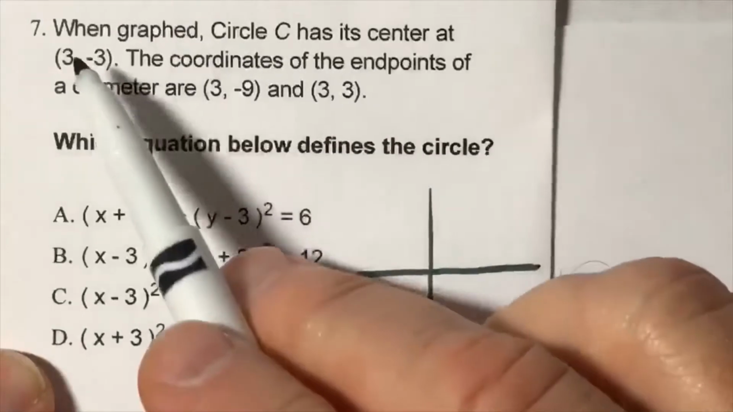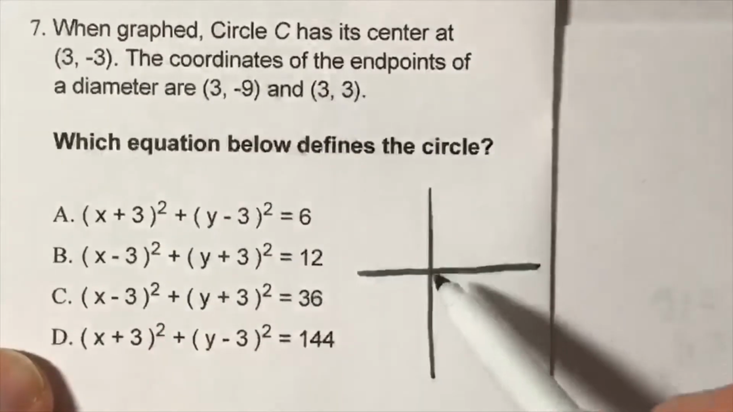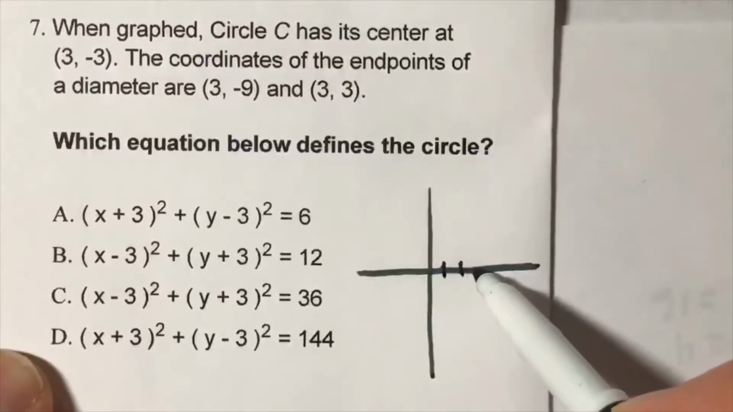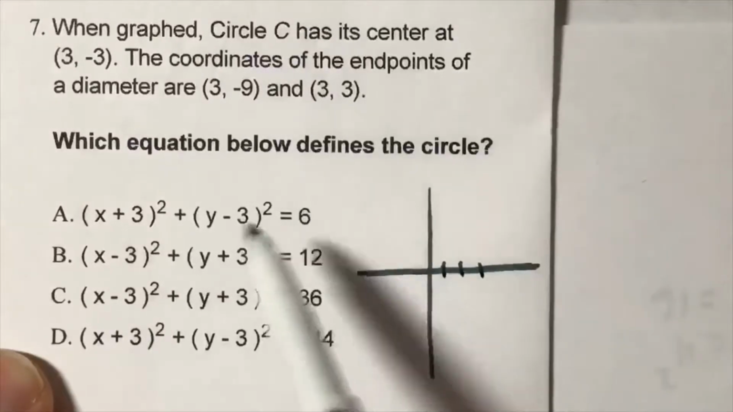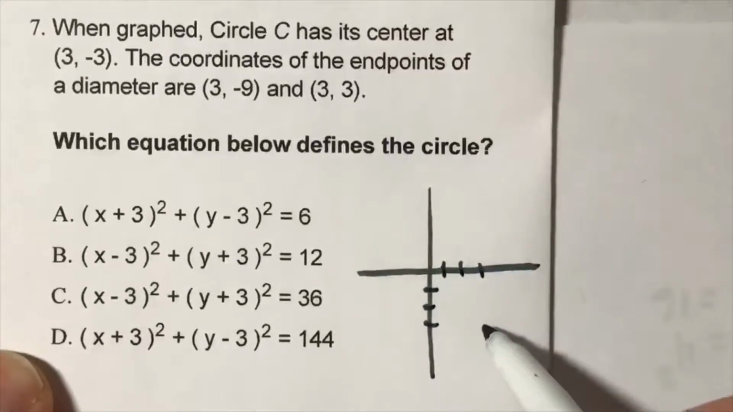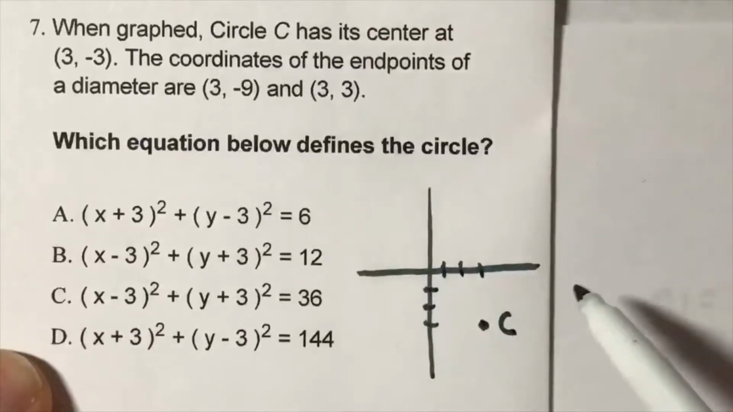Now we're going to plot the coordinates of the center. So if I go over from the origin, over 1, 2, 3, and then down 3, I want to go 1, 2, 3, and place my point right here. That's going to be my center.